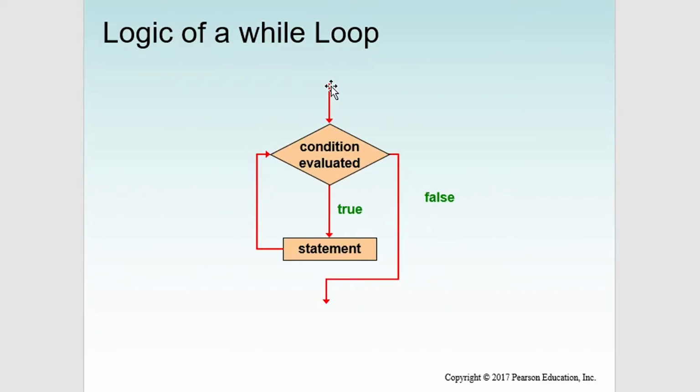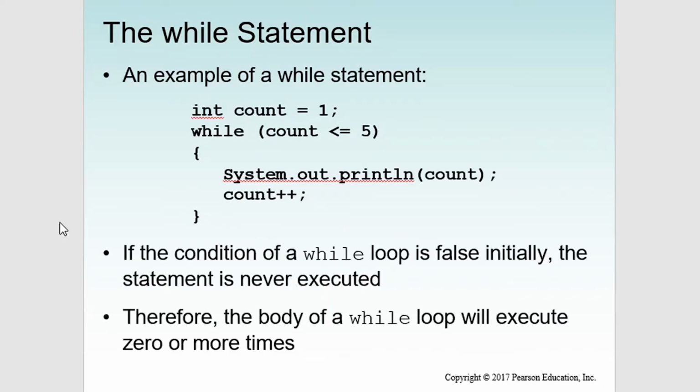Here is a flowchart. So in the flow of control, when you come to your while statement, you can evaluate the condition. If the condition is true, then you execute the statement, reevaluate the condition, and you can keep doing this loop over and over again. You can also evaluate the condition and the condition is false, and then you completely bypass the statement. So there's a chance that you might not even execute the statement if the condition is false at the very beginning.